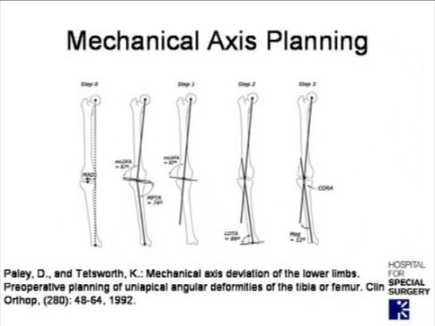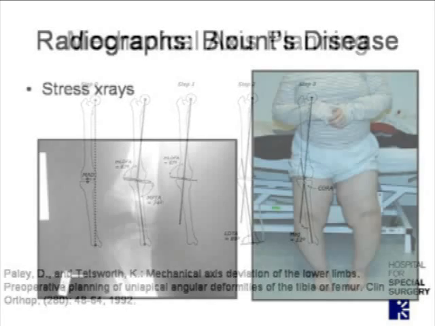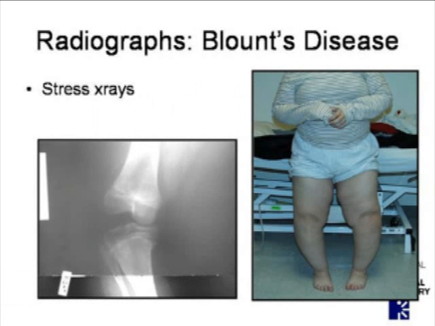I'd just make a reference to Dr. Paley's article in 1992, which was really the first time that I came to appreciate the importance of mechanical axis planning in Blount's disease. It's subsequently been referred to in multiple different publications of his, including his most recent textbook. But I think that's really an integral and most important reference for anybody who's going to address these sort of clinical problems. It's important to evaluate the kids with stress x-rays, assess them for ligamentous instability. That's going to affect your operative approach.